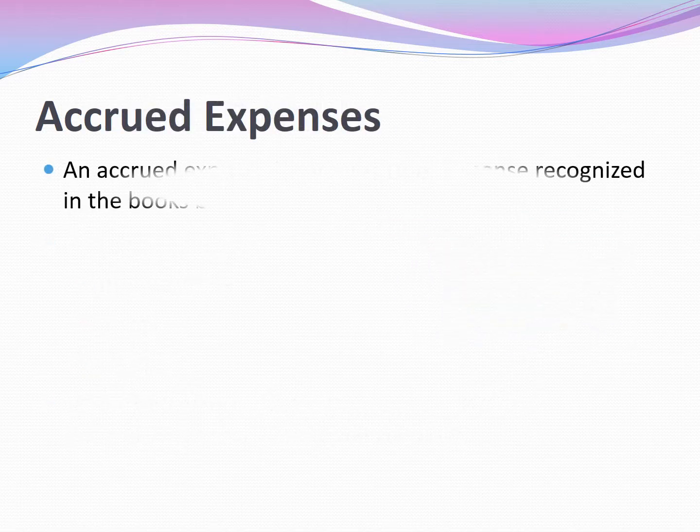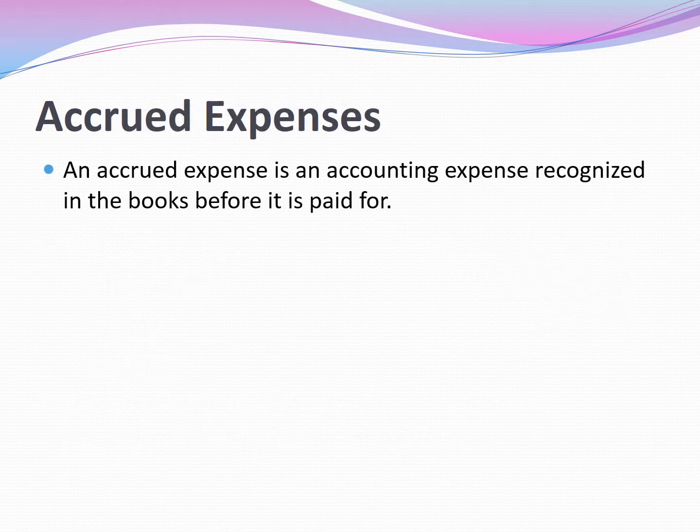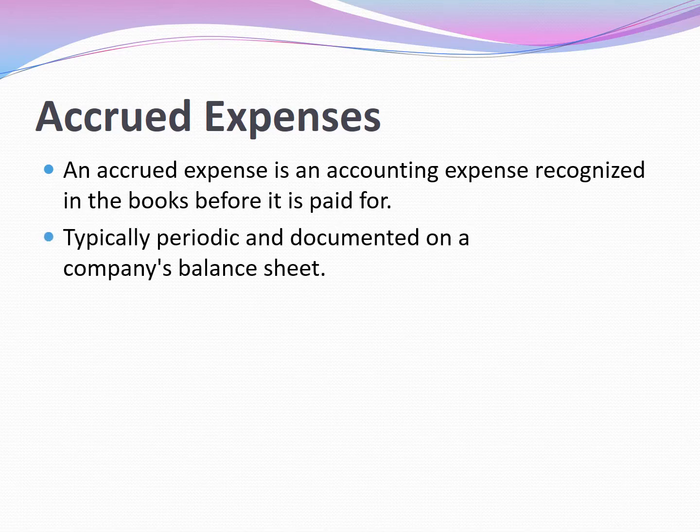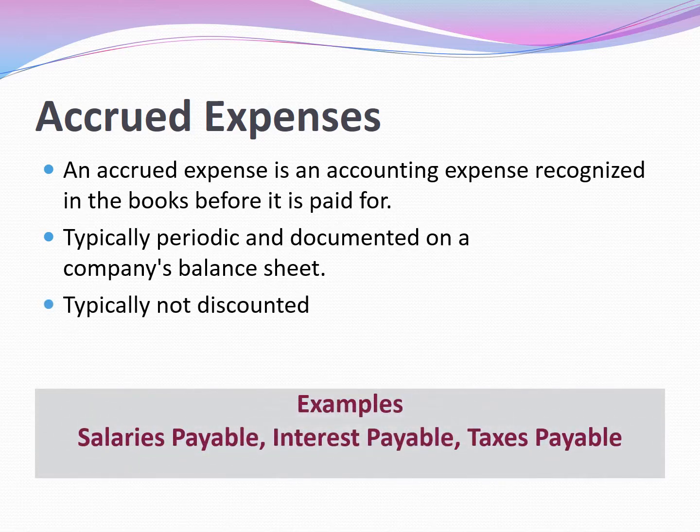An accrued expense is an accounting expense recognized in the books before it is paid for. It is a liability, and is usually current. These expenses are typically periodic, and documented on a company's balance sheet, due to the high probability that they will be collected. They are typically not discounted. Examples: salaries payable, interest payable, taxes payable.